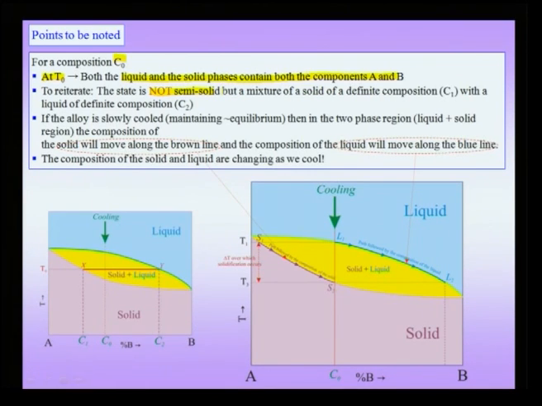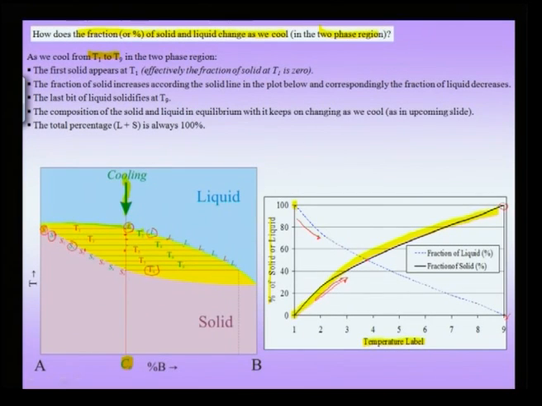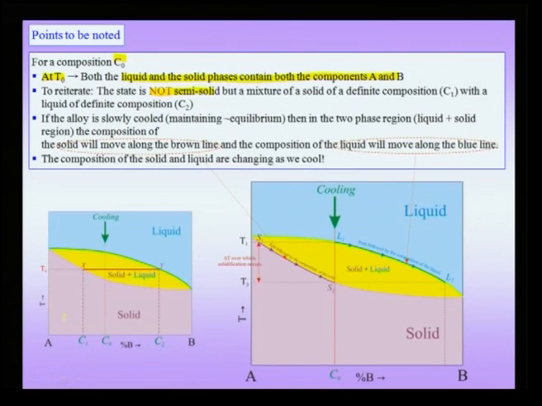An important point to note, as we have seen before in the previous slide, is that the composition of the solid is constantly changing, and it is changing along what we may call the solidus line, and the composition of the liquid is constantly changing along the liquidus line. This is a very important point to note: the composition of the solid will move along the brown line, which is the solidus line, and the composition of the liquid will move along the blue line, which is what we may call the liquidus line.